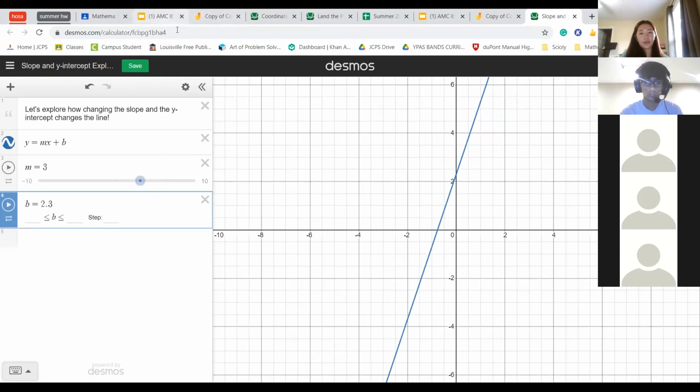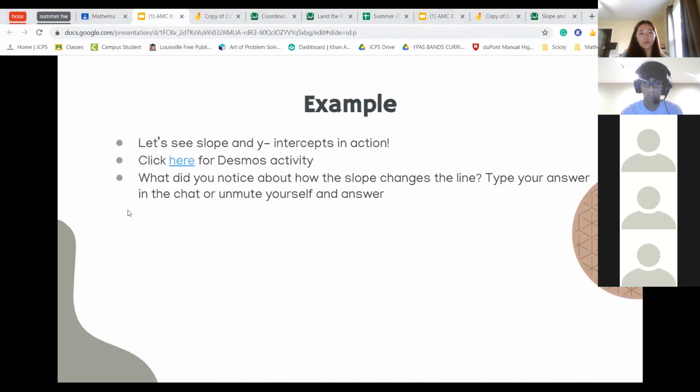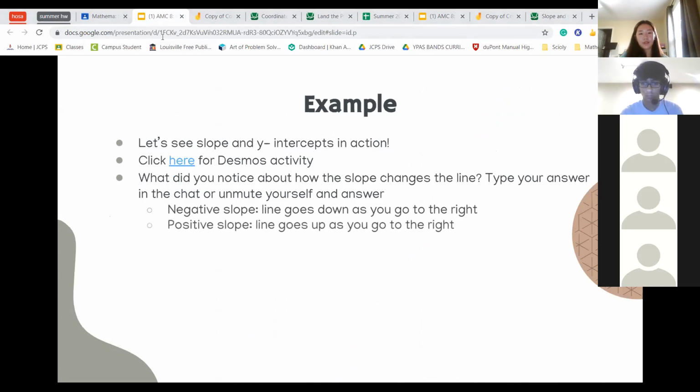Okay, yeah, and we can move on to the line stuff now. Okay, so we can see that with a negative slope, the line goes down as you go to the right. So it's what you noticed, Africa, but worded differently. And then with a positive slope, the line goes up as you go to the right.